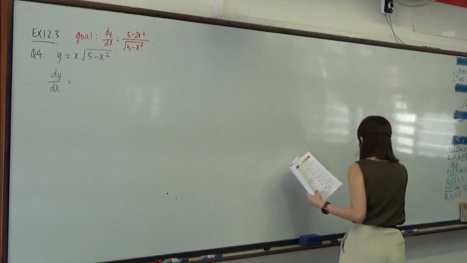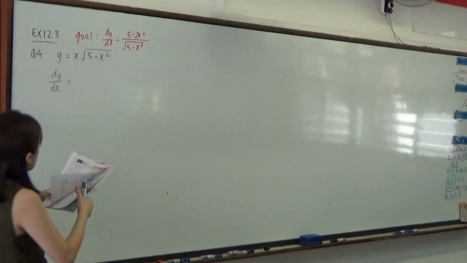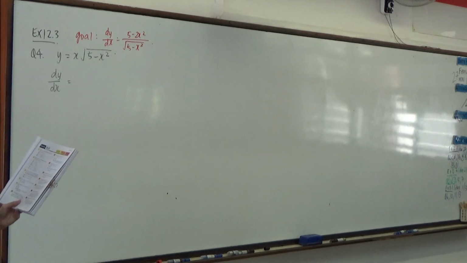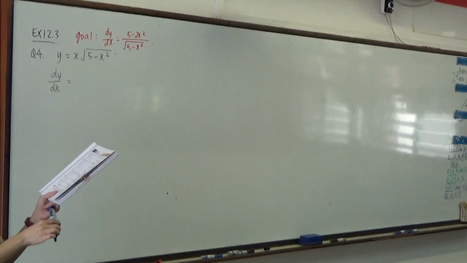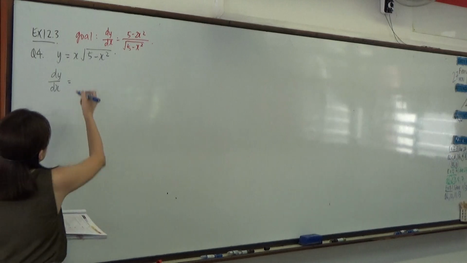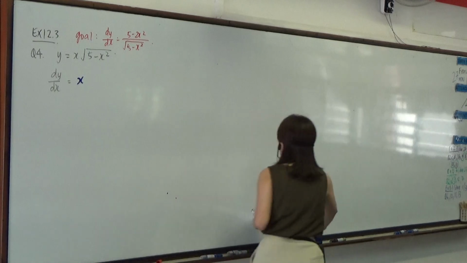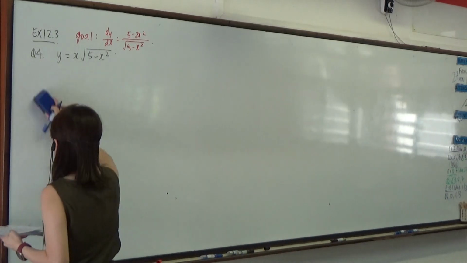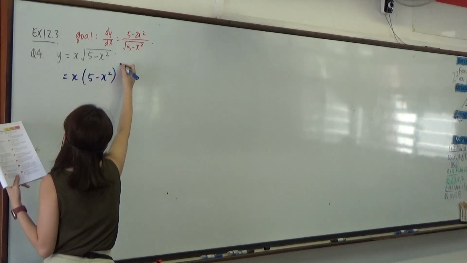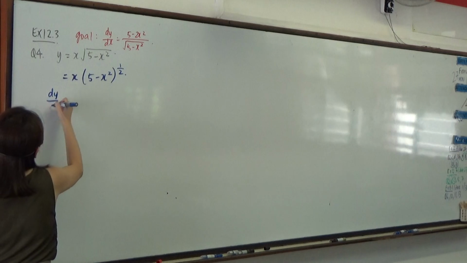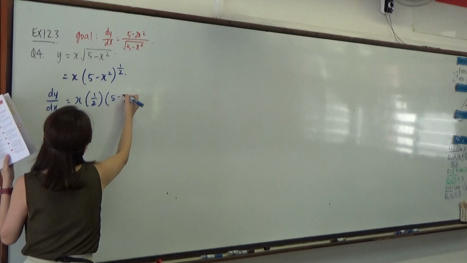Question 4 first. We have y equals x times the square root of 5 minus x squared. We want to show that dy over dx is equal to that. We can only use the product rule since 12.3 is about the product rule. So we keep the left side and differentiate the right side. If it helps, you may want to simplify or rewrite our y first into this form. So keeping the left side, differentiate the right side.